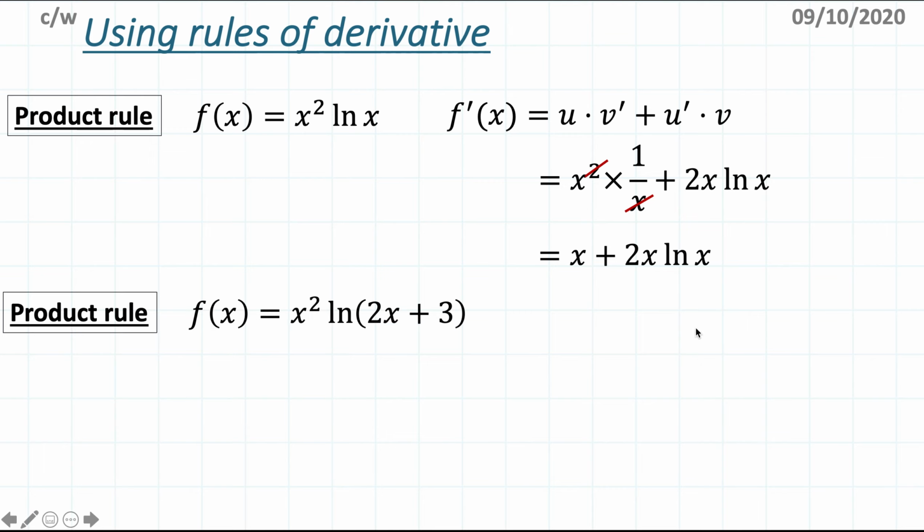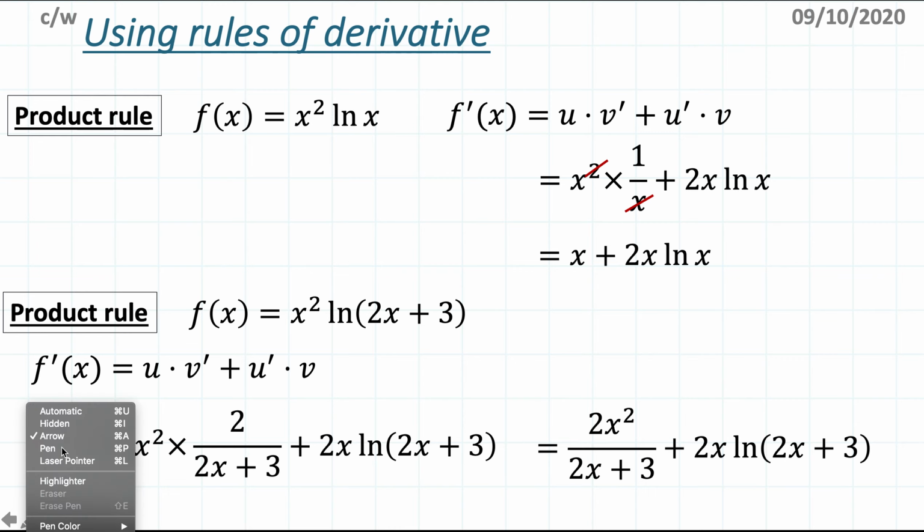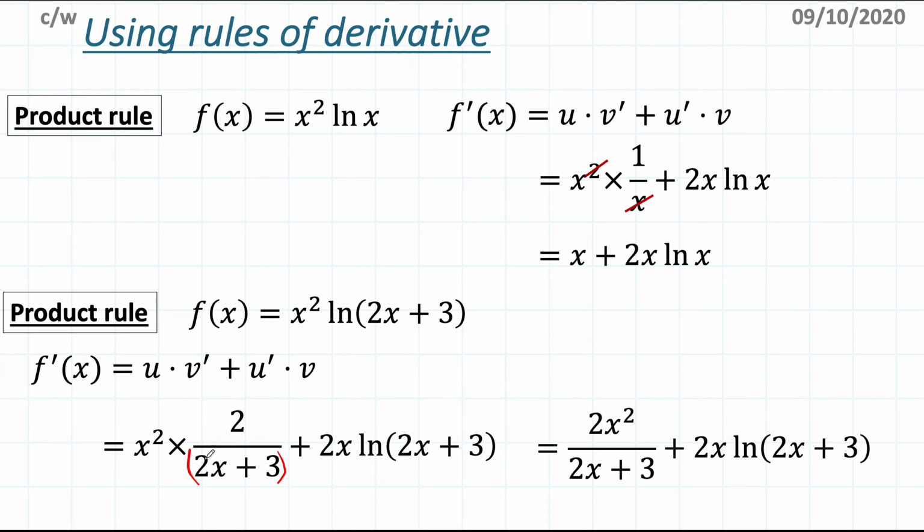Another example, let's say I have this. You can pause the video and try it yourself, and this is what I'm going to get, so you can check it yourself, and I'll simplify it to this. Now be careful that the x squared and the x don't cancel out, because the denominator here is enclosed inside a bracket. You can't access it, basically. So I'm left with 2x squared over 2x plus 3, and so on.